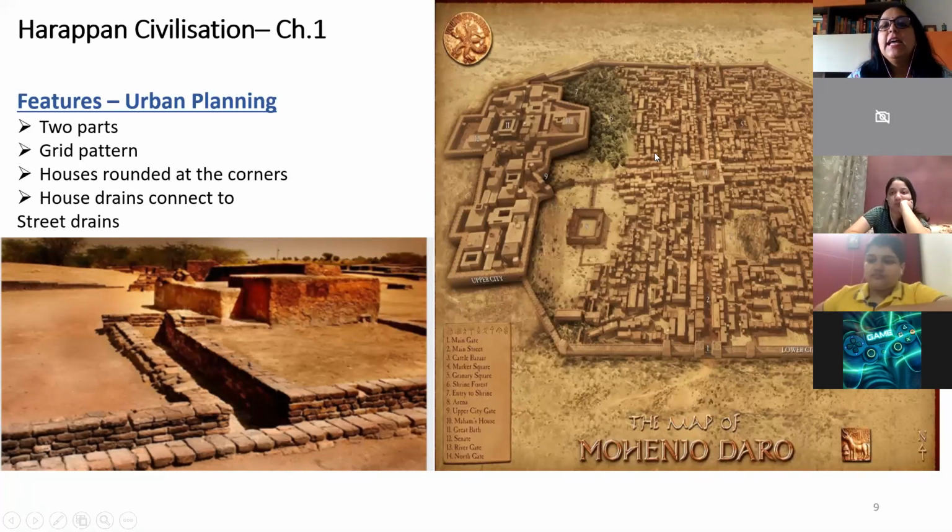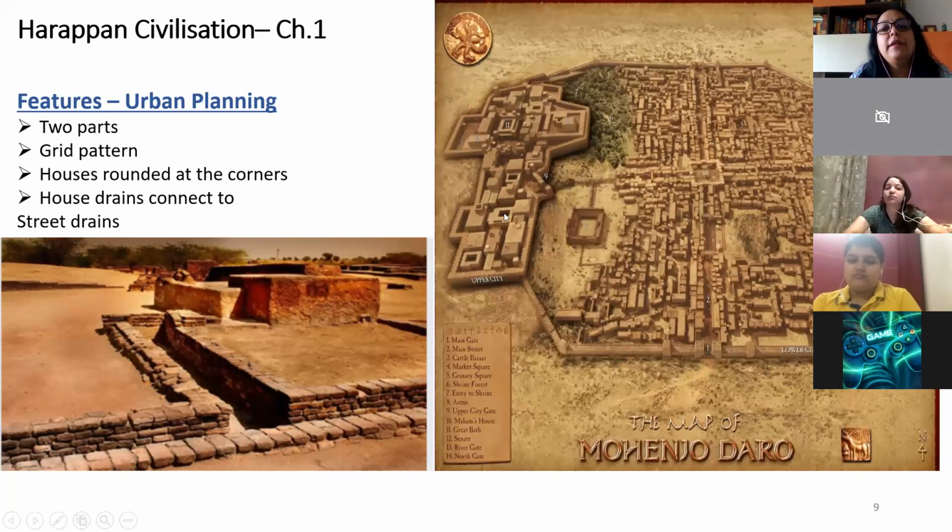So you can see that there are two levels here. This is the ground level and this is the raised level. The ground level is called the lower town and the raised level is called the citadel. The lower town had houses of common people who were sculptors, weavers, growing things, domesticating animals, and traders. These were the houses of those people.